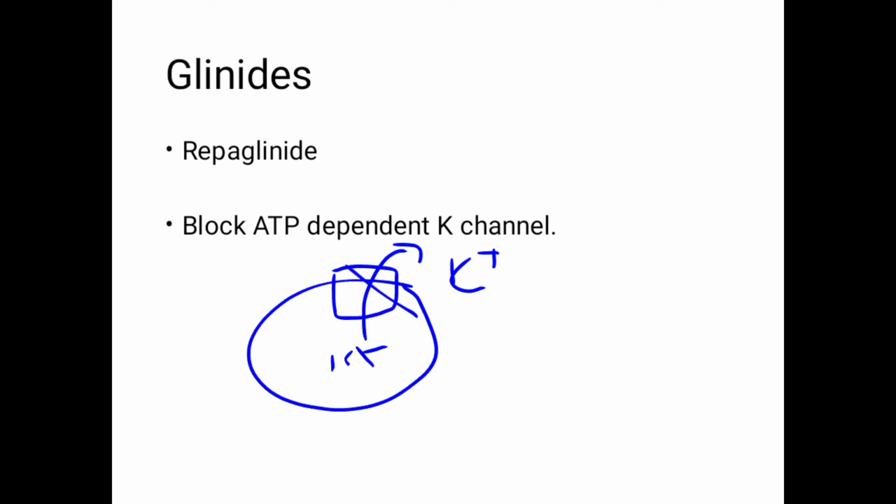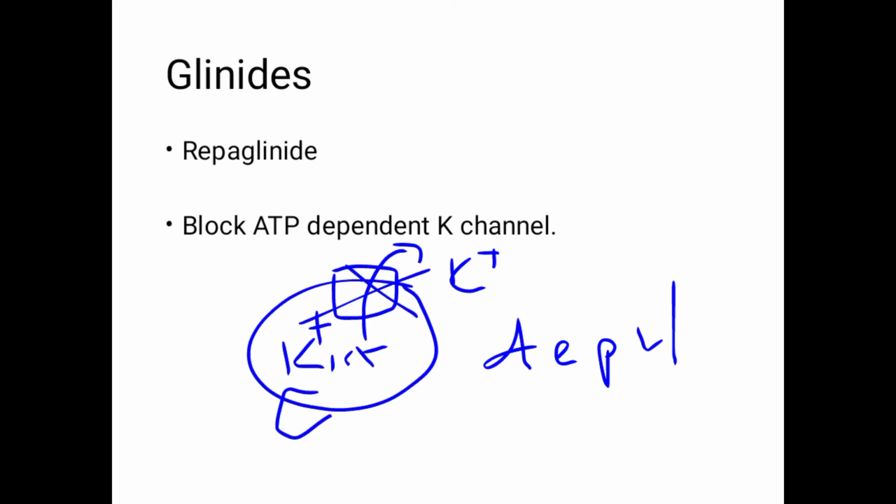But if this channel is blocked, it means potassium will build up in the cell, and this will lead to depolarization of the cell. And when the cell depolarizes, the voltage-gated calcium channels will then open, and when these voltage-gated calcium channels open, they will help to have more insulin secreted. So this will have an insulin secretagogue effect.